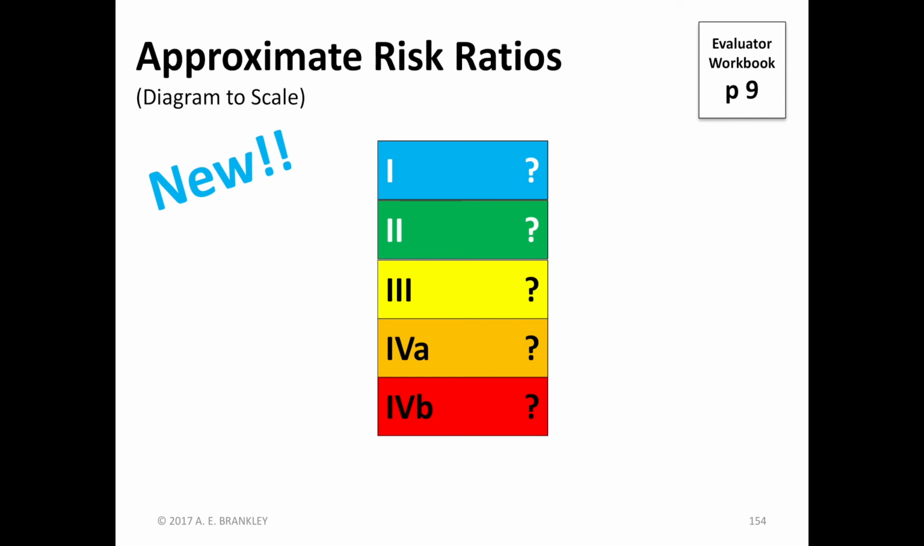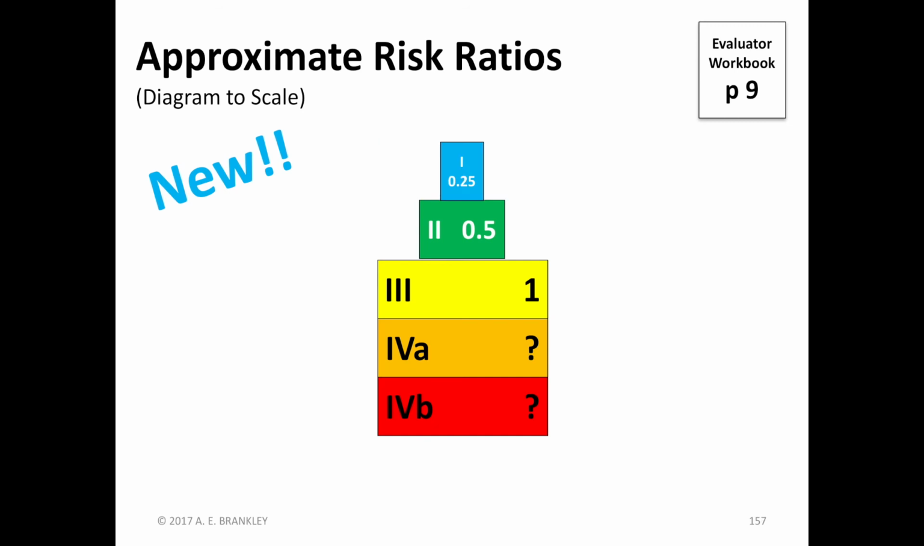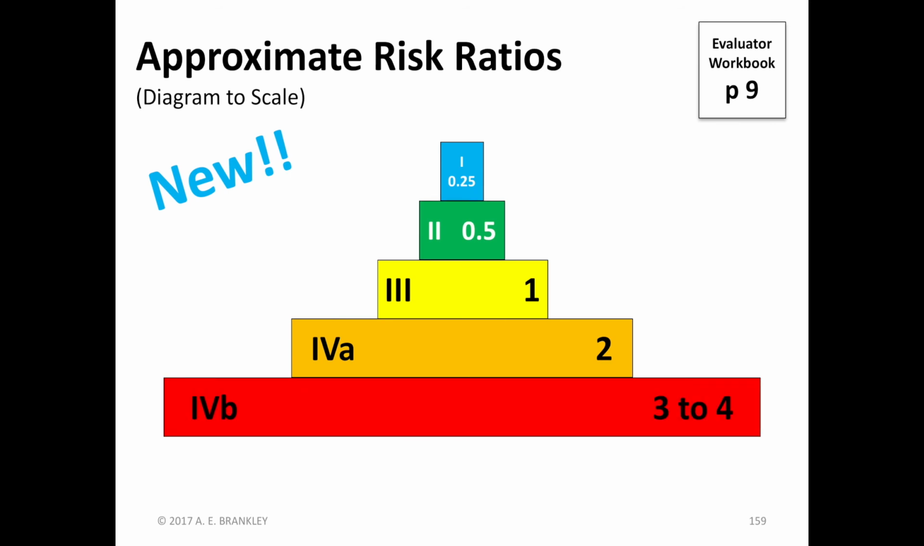A new addition to the workbook is risk ratios for the combined static stable risk levels. You'll find these on page 9. Level 3 is the average group, so it has a risk ratio of 1. Risk level 2 has half the risk of risk level 3. Risk level 1 has half the risk of risk level 2 and a quarter of the risk of risk level 3. Risk level 4A, on the other hand, has twice the risk of risk level 3, and risk level 4B has 3 to 4 times the risk of 3. This halving and doubling pattern is no accident, but is one of the useful characteristics of the standardized risk level framework.